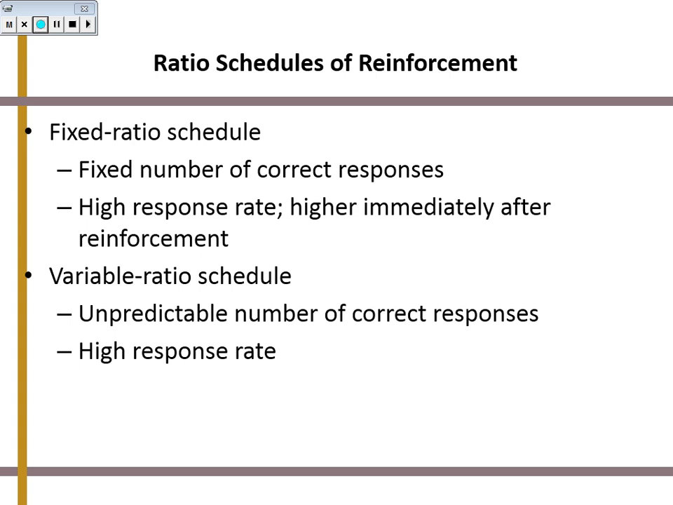Ratio. Ratio means the number of times you do something. Fixed means what? Variable means what? So a fixed ratio means what? Like, there we go. I brush my teeth every day. We hope so. That is a fixed ratio.